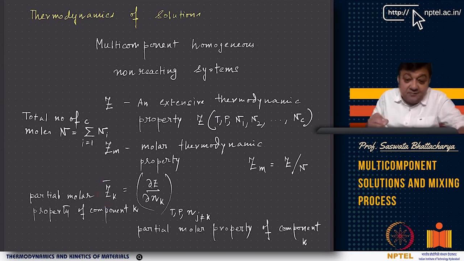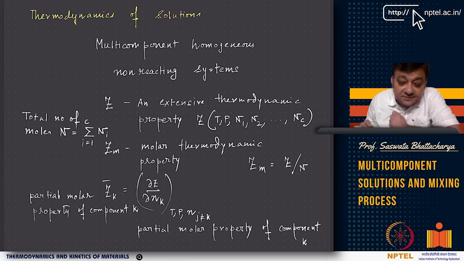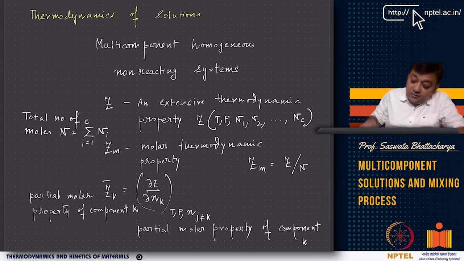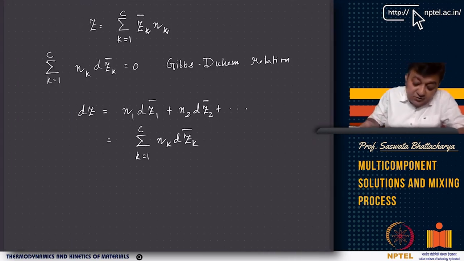that is the definition of partial molar property. Remember, when I express partial molar property in terms of a partial derivative, the numerator is basically the extensive thermodynamic property. So this is the partial derivative of the extensive thermodynamic property with respect to the mole number of component K, keeping temperature, pressure, and mole number of all other components fixed. We want to see how the extensive property varies as a function of variation in the mole number of component K, changing the mole number of that component.